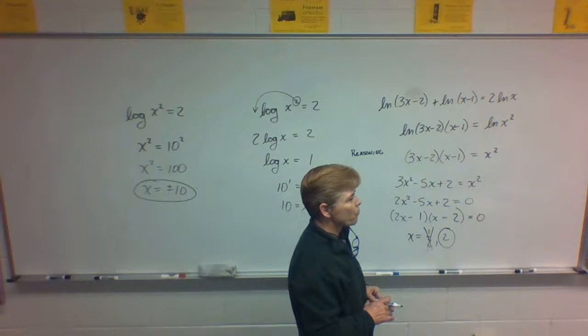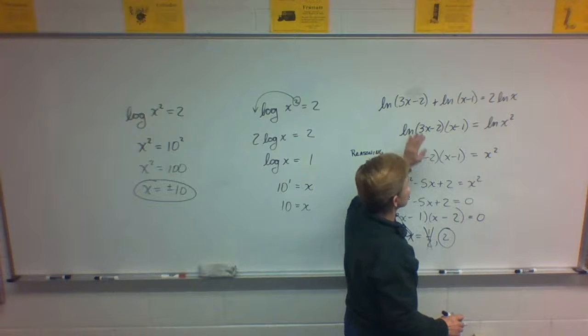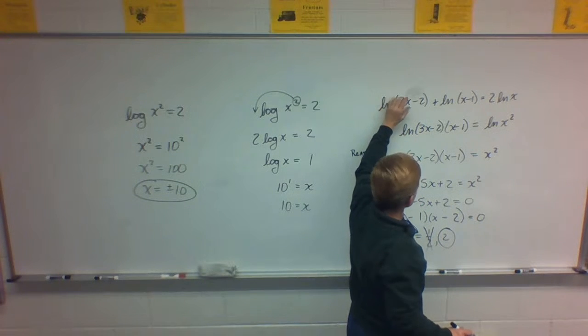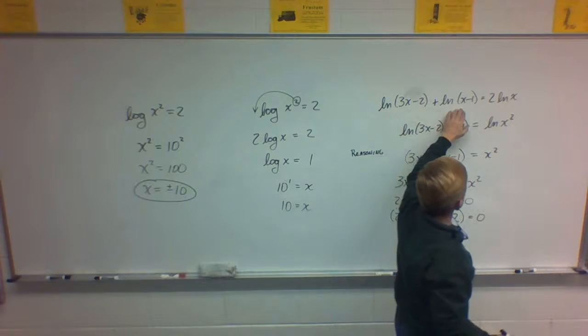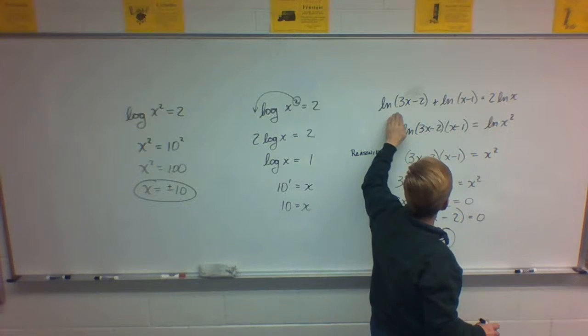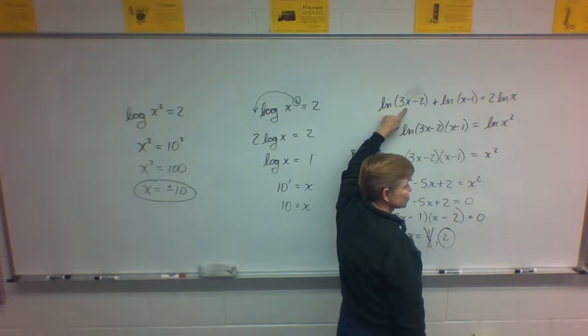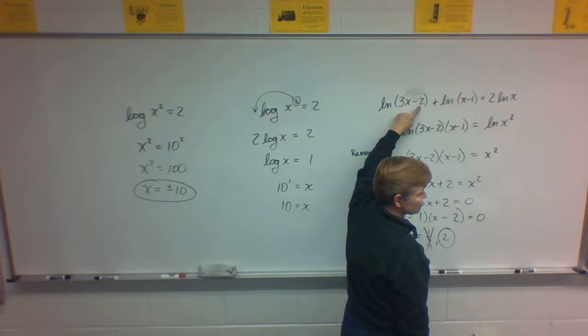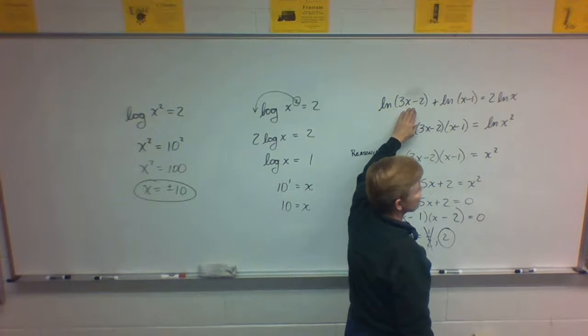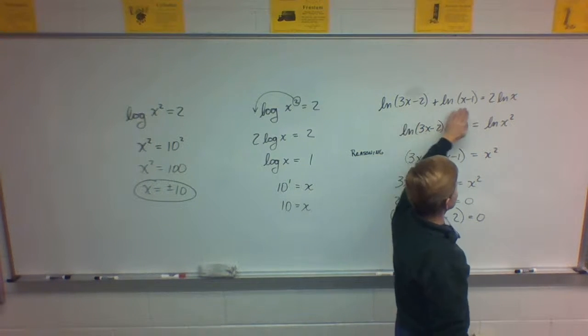How did we know to reject the 1/2? Because we plug it into the absolute beginning equation. And if it causes us to log a negative in any of these 3 places, we throw it out. 3 times that half is 3 halves. That's 1.5, and 1.5 minus 2 is negative. Gone. If it had passed this test, we check it here.